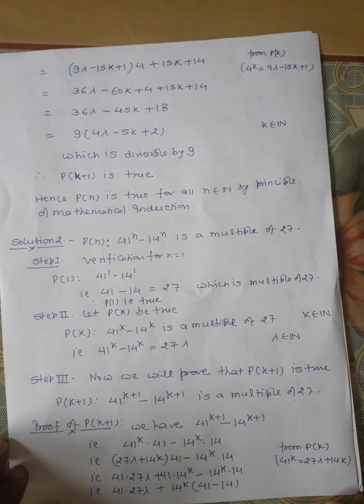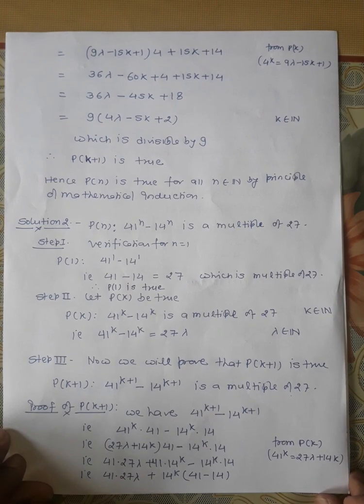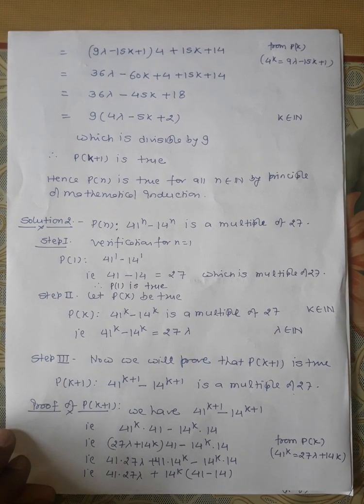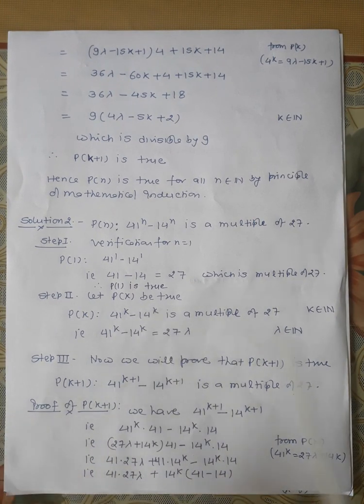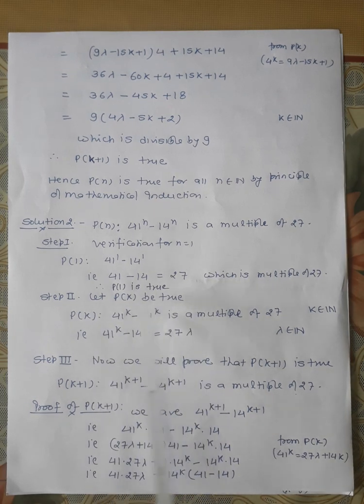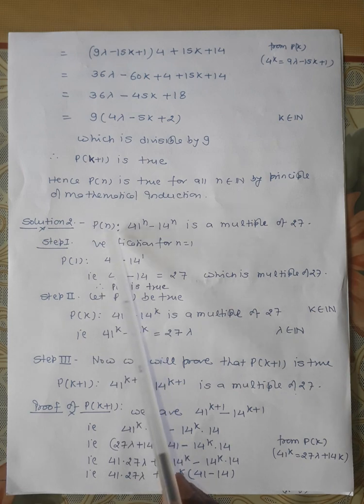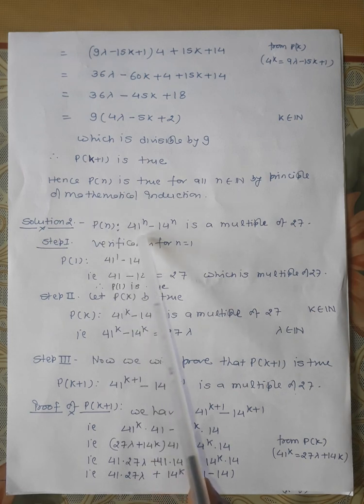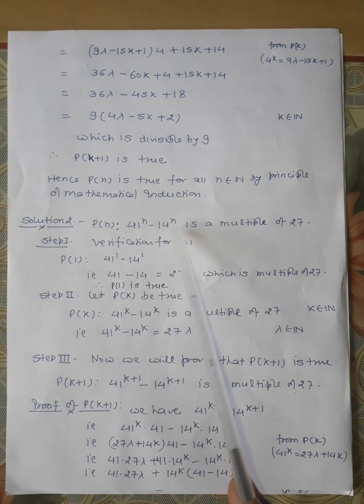Step 2 says let Pk be true. In the second step we suppose let Pk be true. So we will write in this way, let Pk be true, because this is the supposition step. So what is our Pk? Firstly, that should be written. In place of n we will put k in the given mathematical statement. So Pk is 41 to the power k minus 14 to the power k.